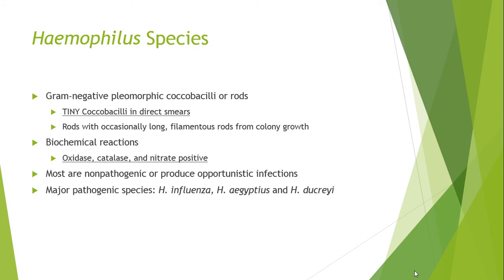Your biochemical reactions: oxidase, catalase, and nitrate positive. So same as your Neisseria species, except for that nitrate. Neisseria is not nitrate positive. But they're gram-negative coccobacilli. Most are non-pathogenic, but they can produce opportunistic infections if they get the opportunity. So some of the pathogenic organisms that we're going to talk about are Haemophilus influenzae, Haemophilus aegyptius, and Haemophilus ducreyi.